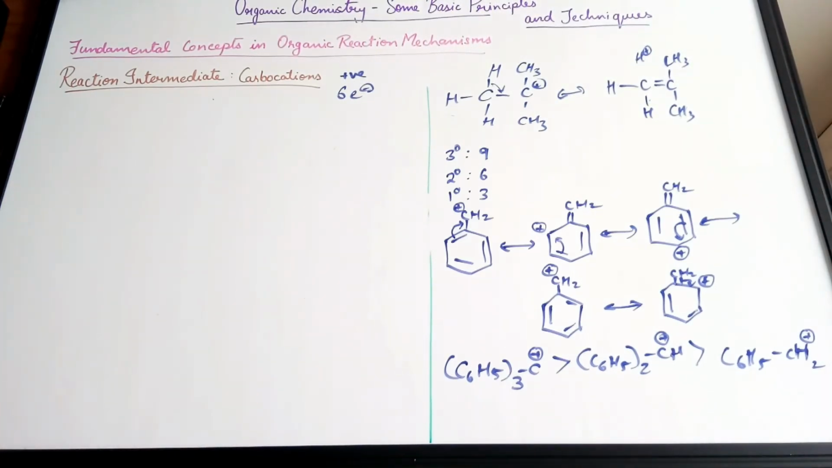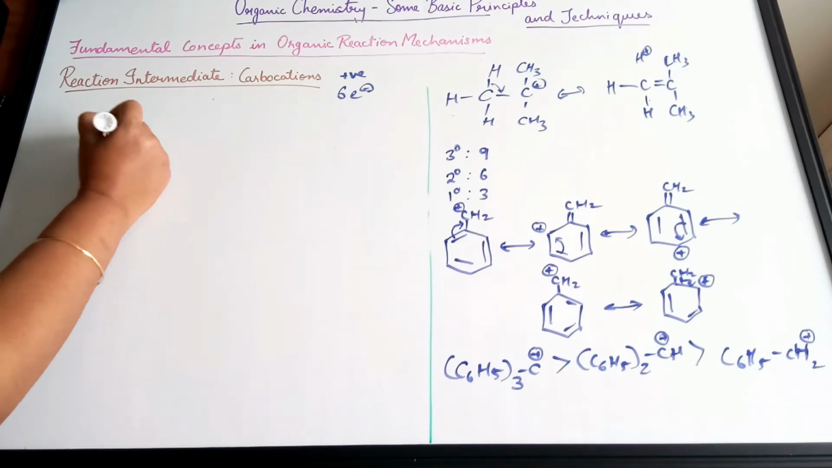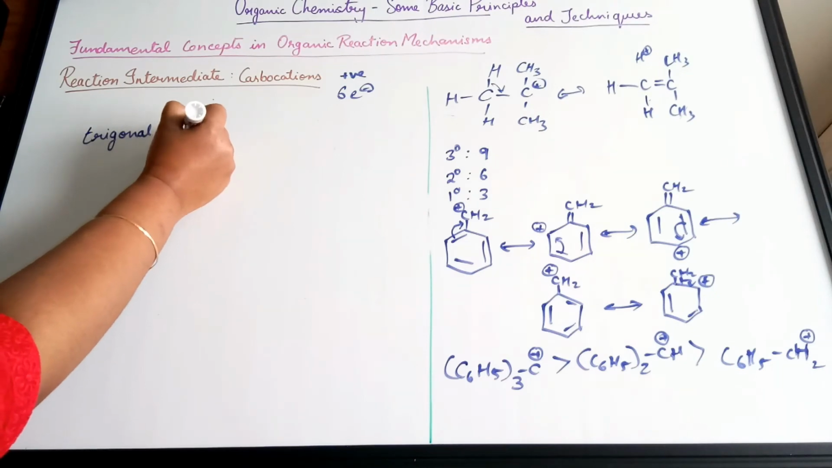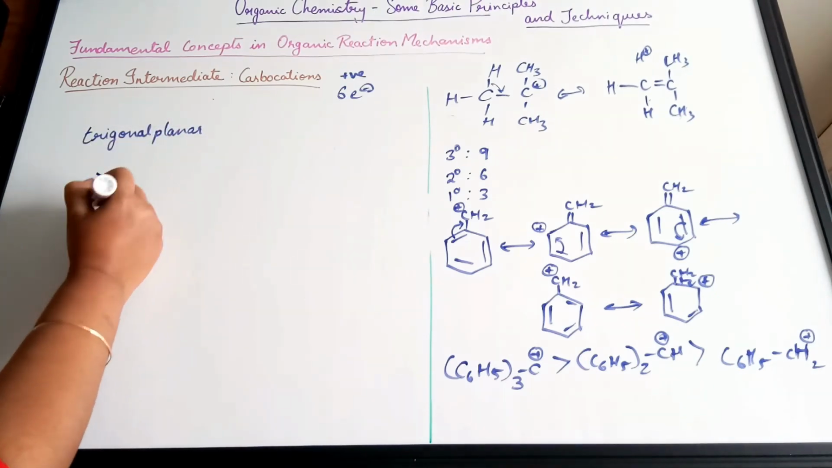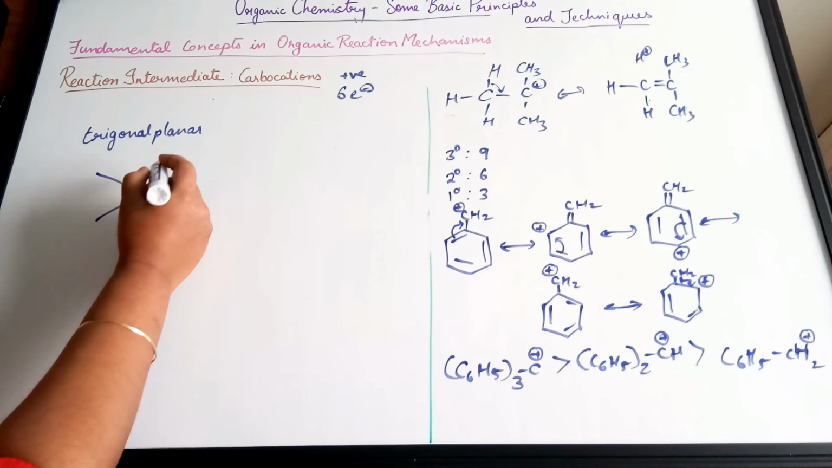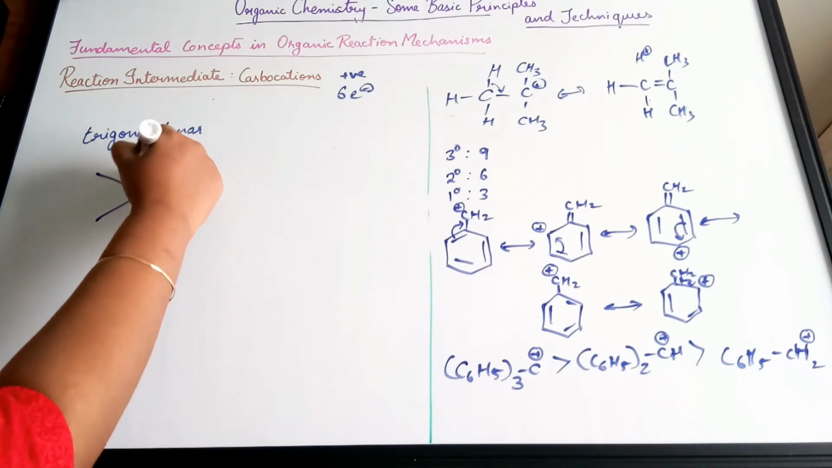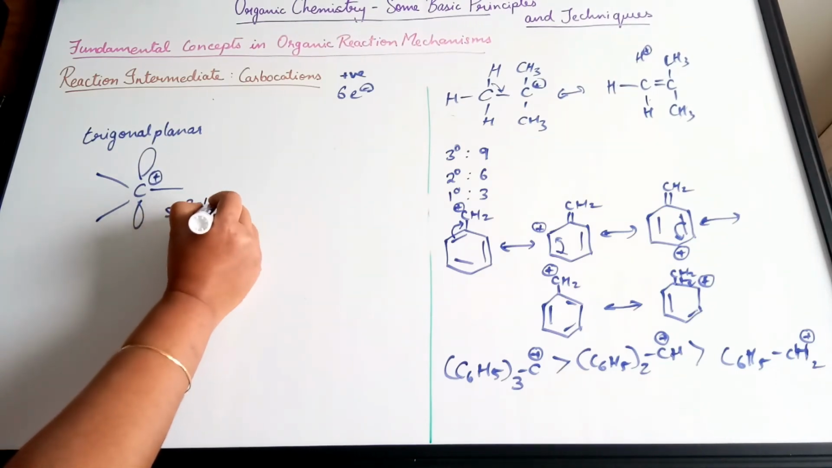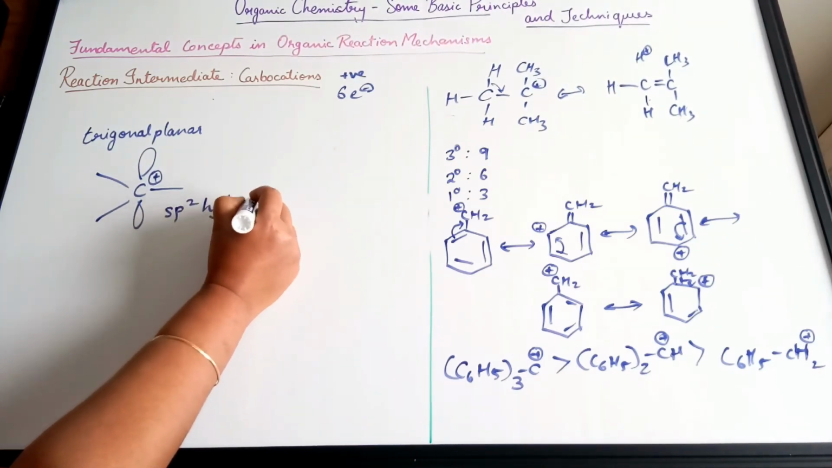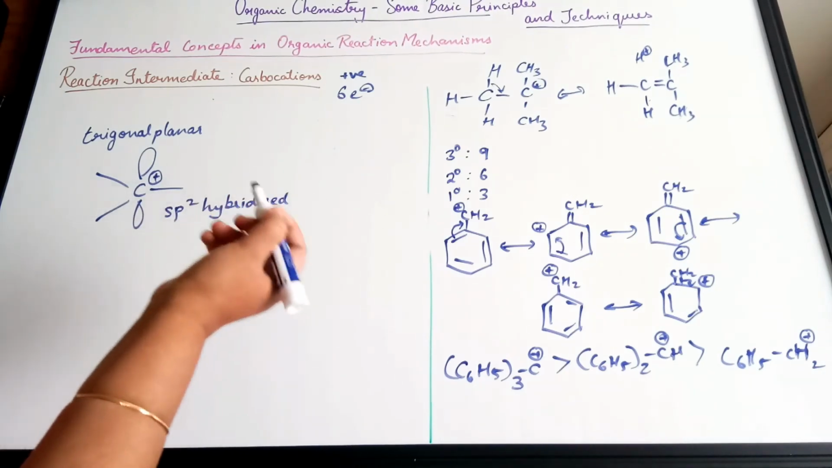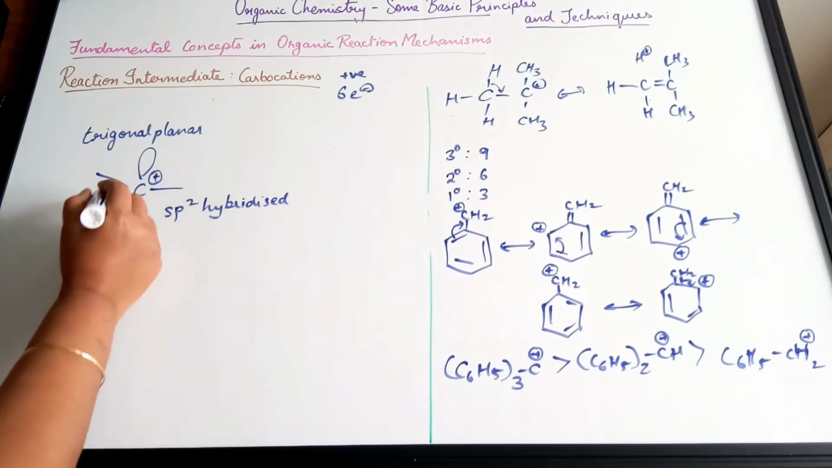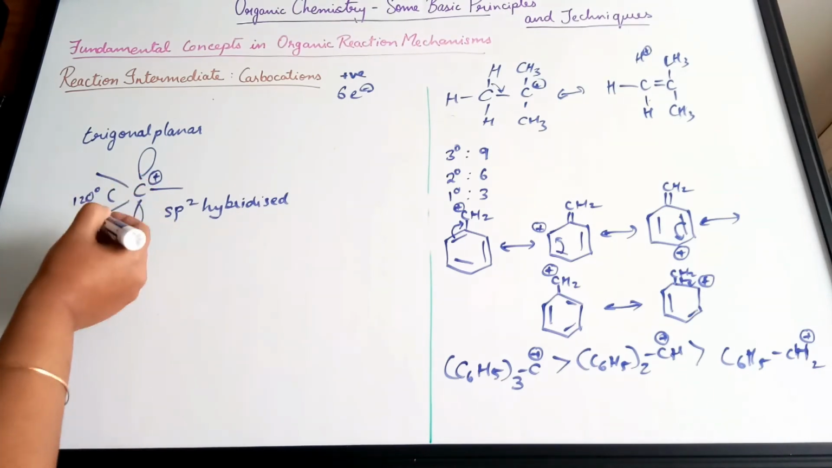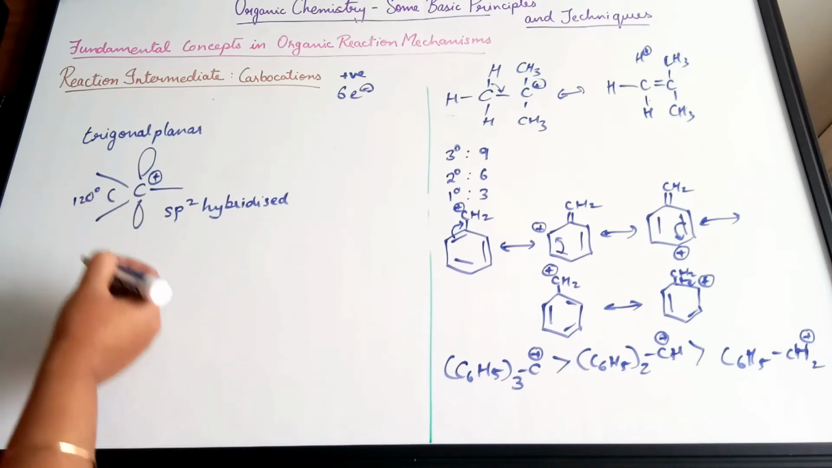So the shape of the carbocation is trigonal planar, and here this is its structure. It has sp2 hybridization, and it has a bond angle of about 120 degrees. Now it forms 3 sigma bonds with other atoms, and it has a positive charge.